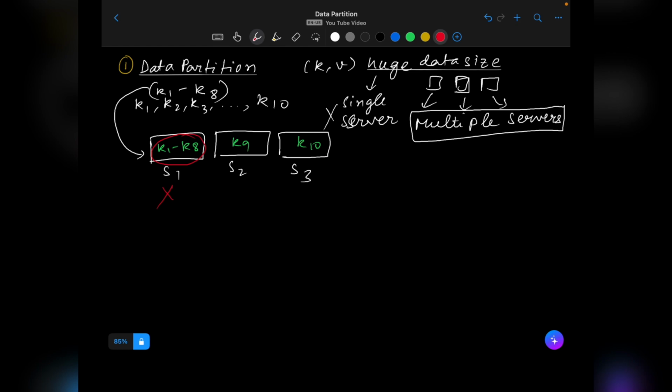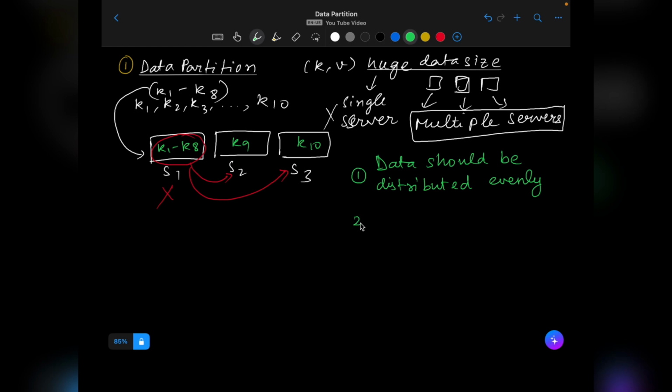All these keys have to be mapped to server 2 or server 3. There will be latency, and there will be poor performance of this architecture. So the first thing we need to keep in mind is that data should be distributed evenly.